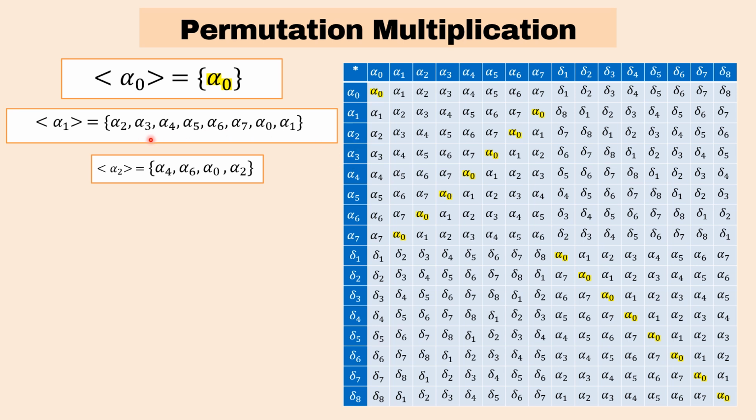So in alpha sub 1, we operate alpha sub 1 star alpha sub 1 is alpha sub 2. Alpha sub 2 star alpha sub 1 is alpha sub 3. Alpha sub 3 star alpha sub 1 is alpha sub 4.